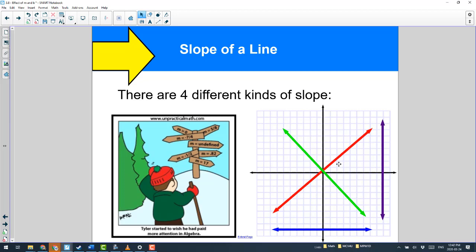However, there are two extreme cases, two special cases that we're going to look at as well: a perfectly vertical line and a perfectly horizontal line, and what that means for the equation of the line.